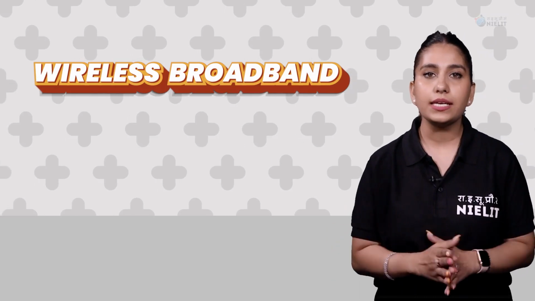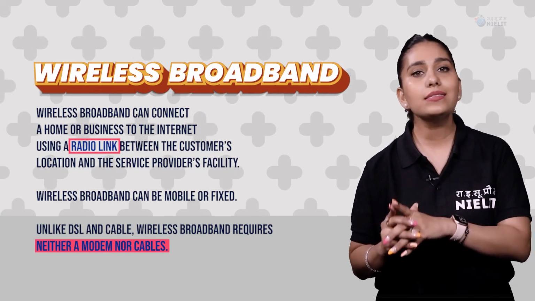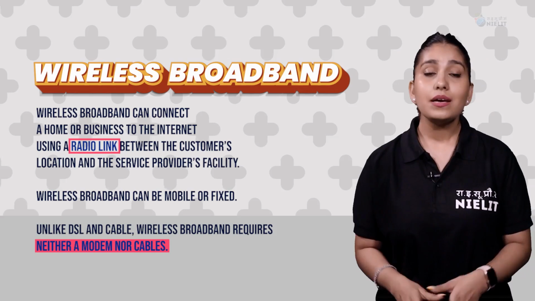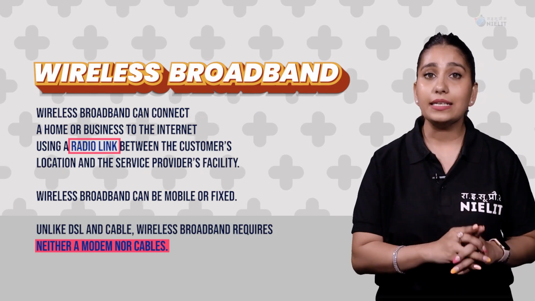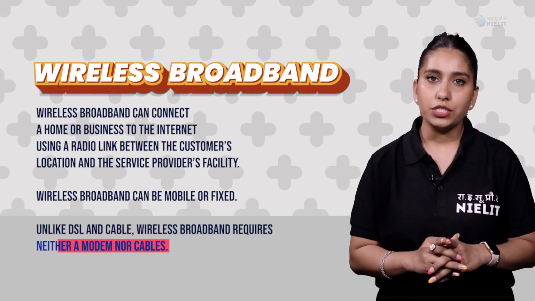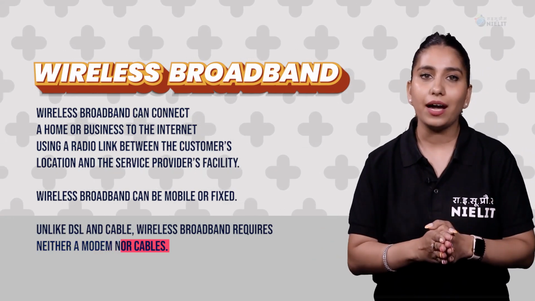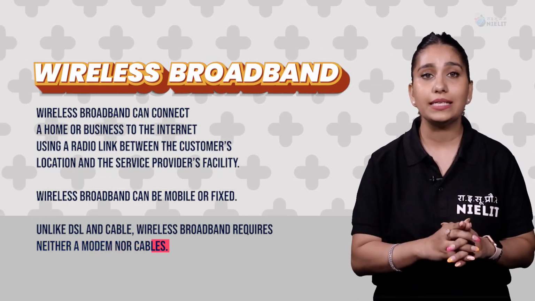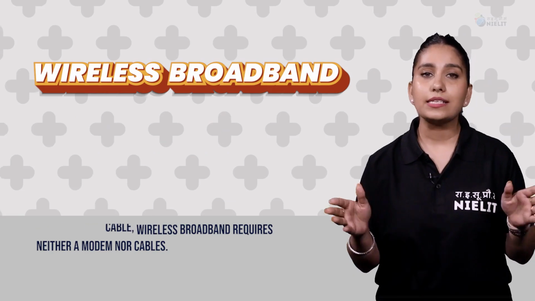Wireless broadband can connect a home or business to the internet using a radio link between the customer's location and the service provider's facility. Wireless broadband can be mobile or fixed. Unlike DSL and cable, wireless broadband requires neither a modem nor cables, and as a result it can be easily established in areas where it is not feasible to deploy DSL or cables. Some ways to connect to the internet wirelessly are as follows.